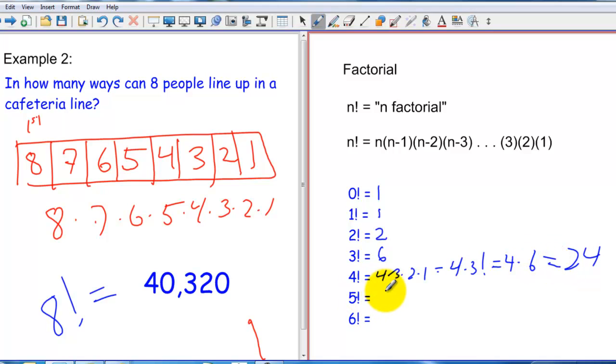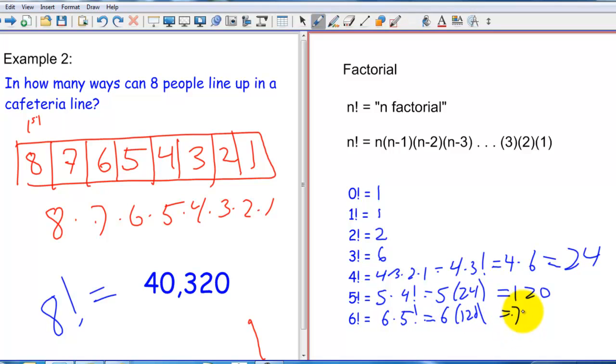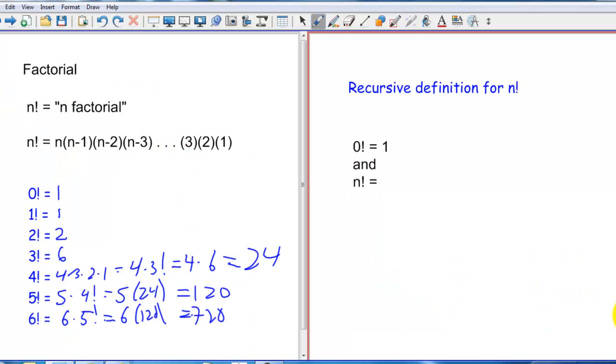So same thing with 5 factorial. 5 times 4 factorial. 5 times what we just came up with, and that's where you get 120. 6 factorial, 6 times 5 factorial. 6 times 120, 720. And then you get 5,040, and then 8 factorial is 40,320. So it really grows rapidly. In fact, a recursive definition for n factorial is to take n factorial as n times the previous factorial, n minus 1 factorial.